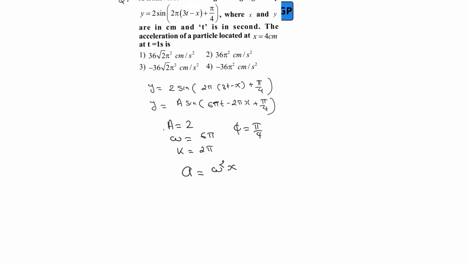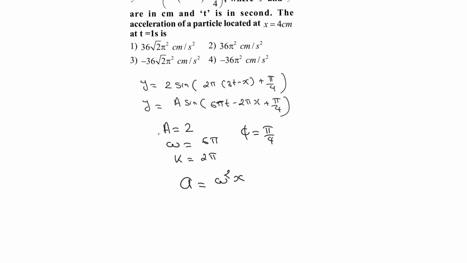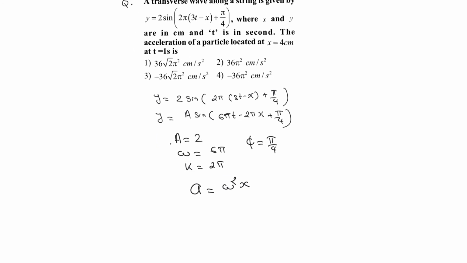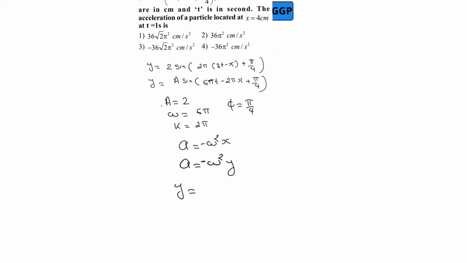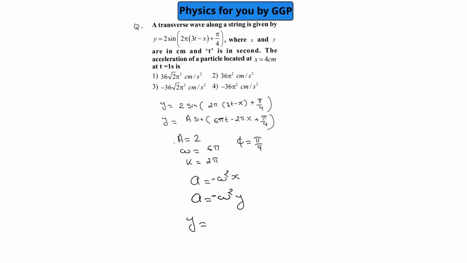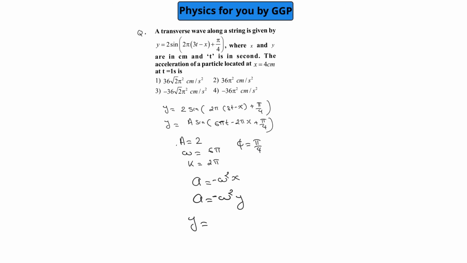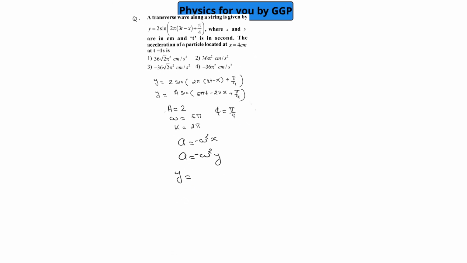Now just remember that in the equation the value of x is written for the position along the wave, not the displacement of the particle, and according to the equation the displacement of the particle is basically y. So the equation for acceleration is minus omega square into the displacement of the particle, not x. The displacement of the particle is represented by y. So we can find the value of y when, according to the given question, x is equal to 4.